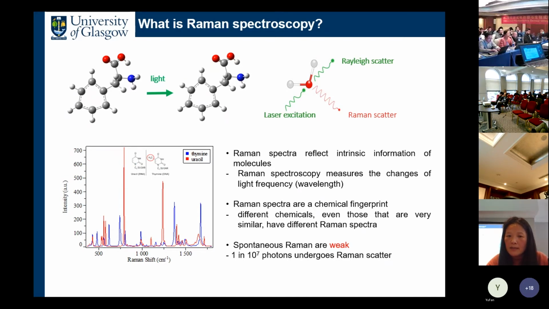The problem is that Raman inelastic scattering is quite weak. So the Raman signals are generally quite weak. Spontaneous Raman signals are weak.